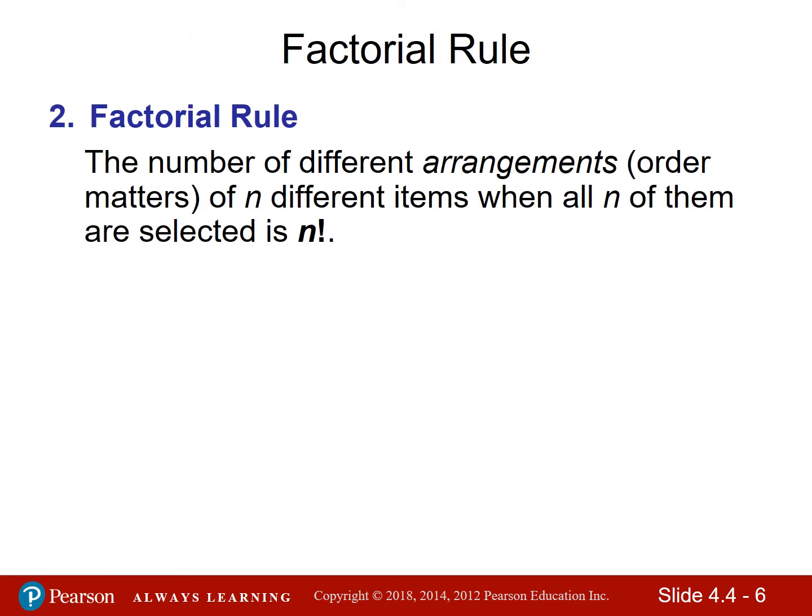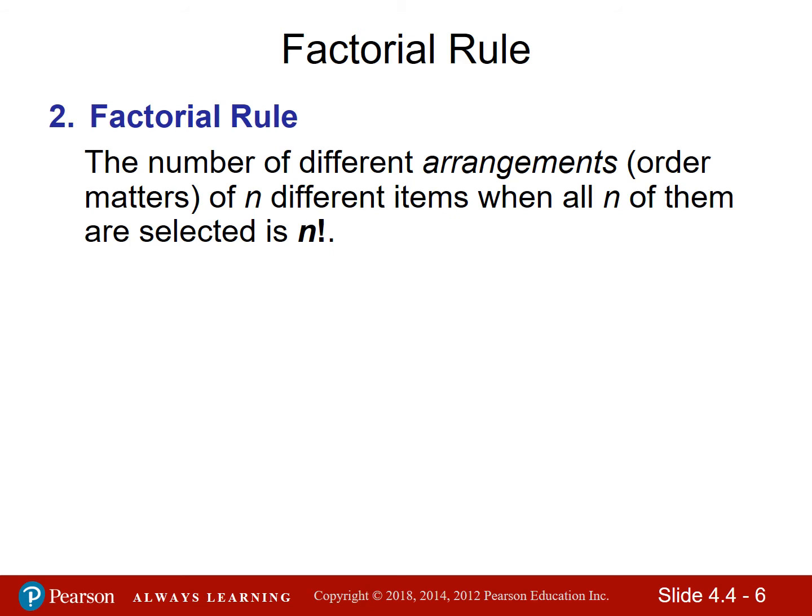Now we're going to talk about factorial. The notation of factorial is n factorial: n and an exclamation mark. It gives the number of different arrangements. Here the order matters. When we say order matters, there is a first place, second place, third place, and so on. So that's where we use a factorial.